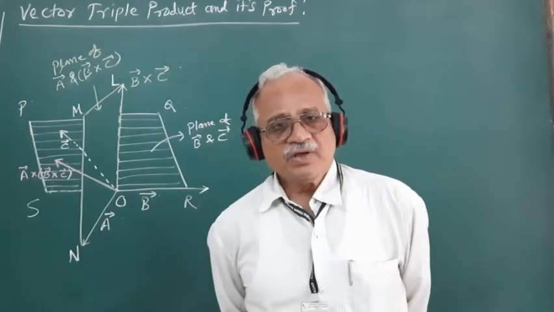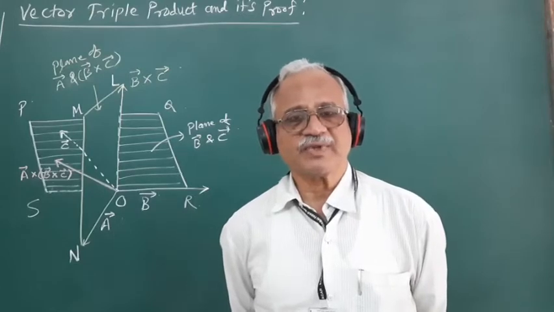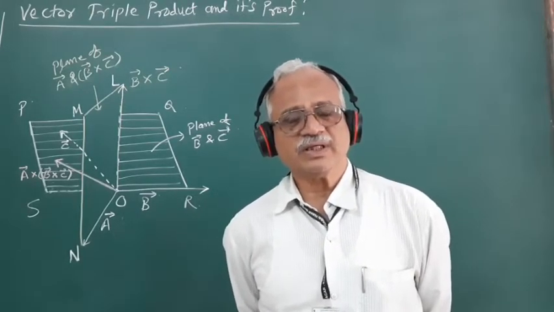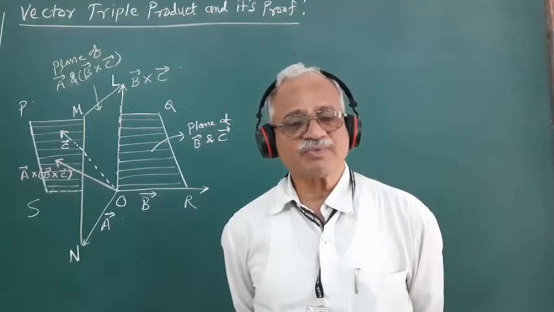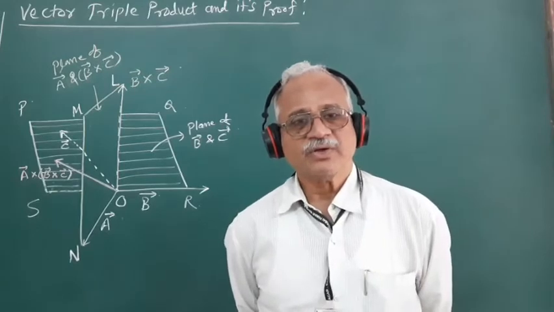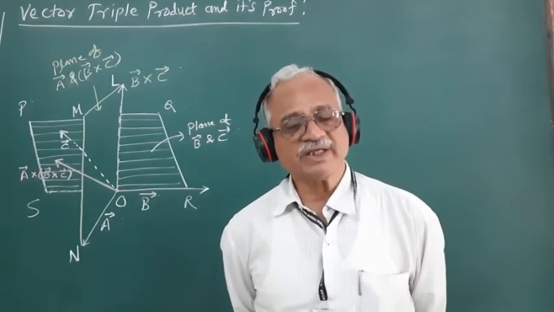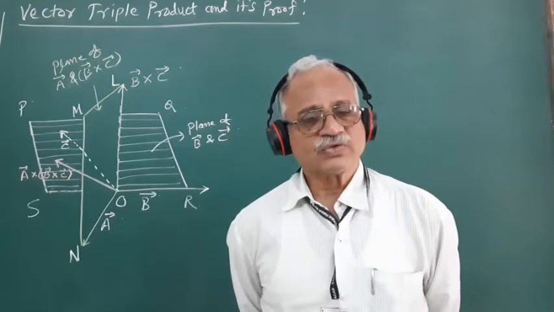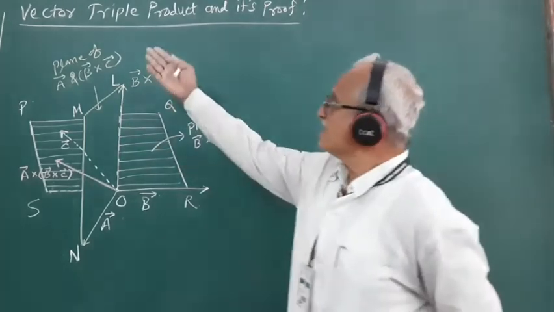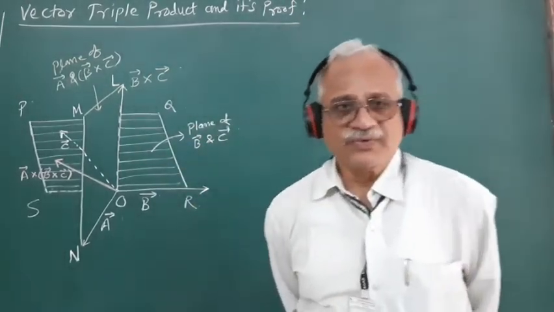Again, if we evaluate the product of three vectors in such a way that the result of multiplication of the three vectors works out to be a vector quantity, such a product is called the vector triple product. So today we are going to study what this vector triple product is and its proof.